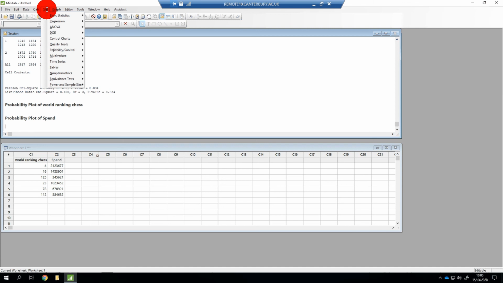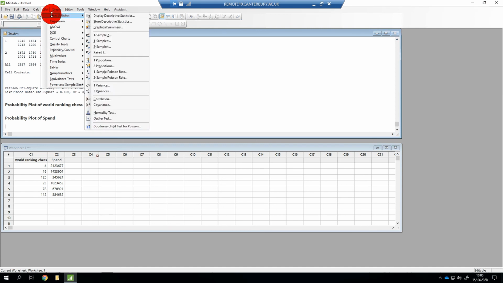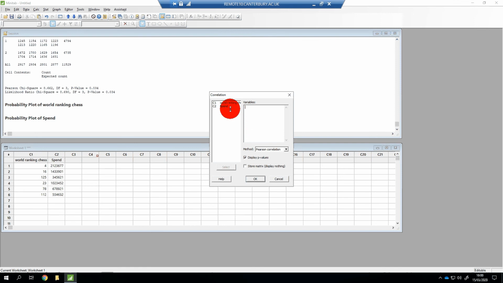Where do we find correlation tests? Well, we go into basic statistics, because they're a very basic test, and we go down here and you can see there's something called correlation. If we click on that, we can choose both of our variables, the world ranking in chess and the spend. Those are the two we want to correlate with each other. So we double click on those, they go into the variables used for the analysis, and then you can see here there's a little box saying method, and at the moment it's saying Pearson correlation. That is the parametric correlation test, the one that assumes your data fit a normal distribution. If the data don't fit that assumption, you can use a Spearman's rho correlation. So let's use that one first. It says display p-values, that's fine. Don't have to tick this box. Just go with Spearman's rho for those two variables. Click OK, and off we go.